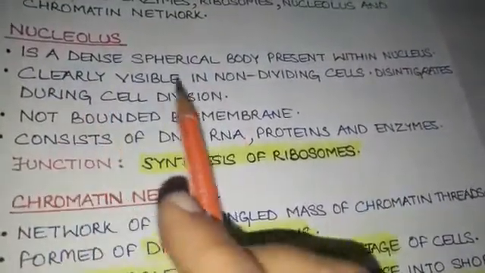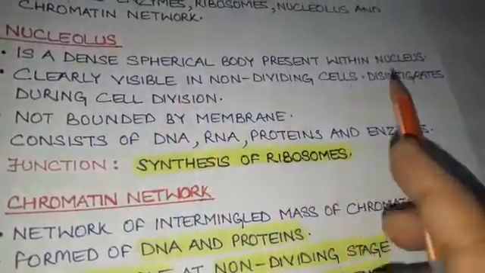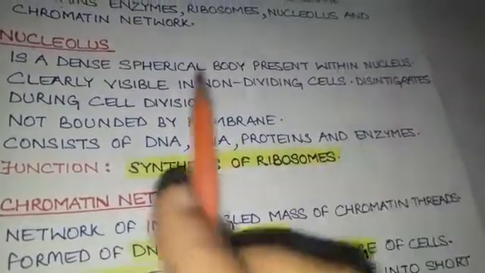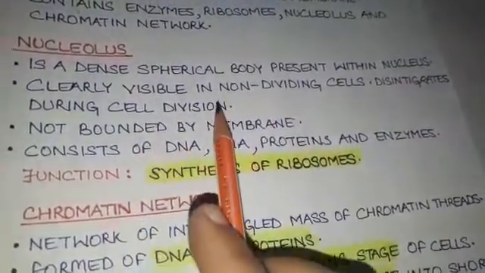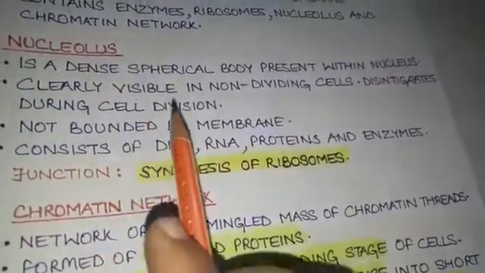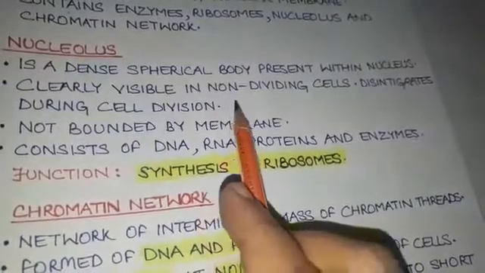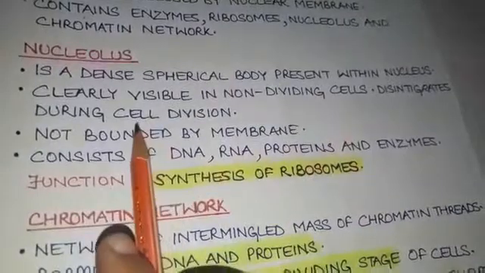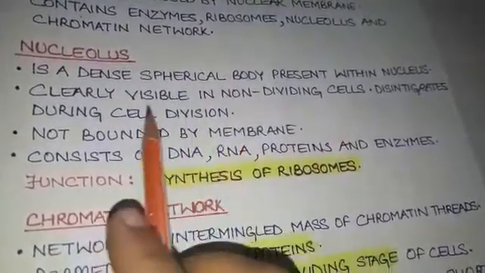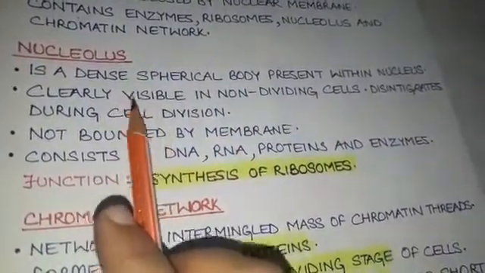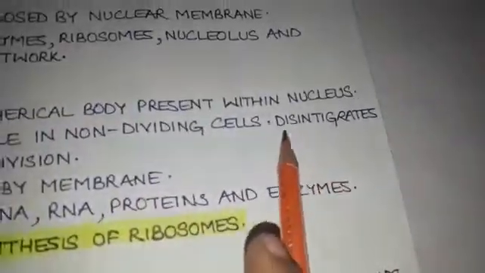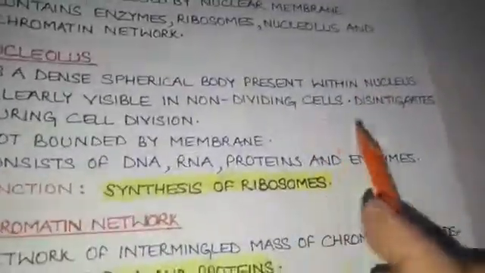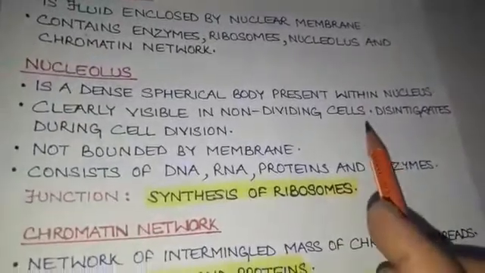The third part is nucleolus. Nucleolus is a dense spherical body present within the nucleus. Now, the special feature of this nucleolus is we can see this spherical body only when the cells are at a non-dividing stage. As the cell starts its division, slowly this nucleolus degenerates. It means slowly it starts breaking up.